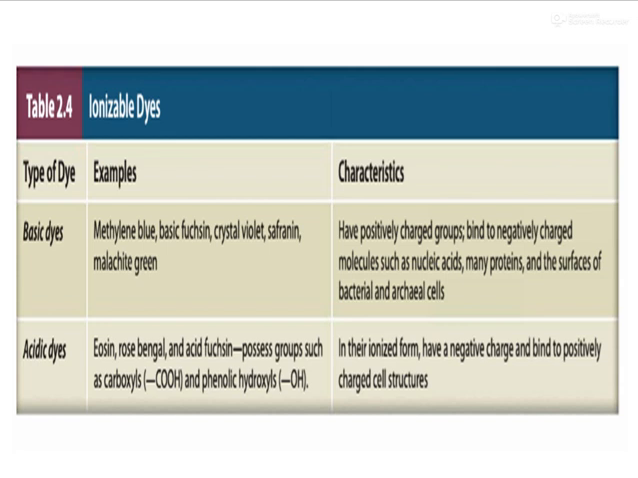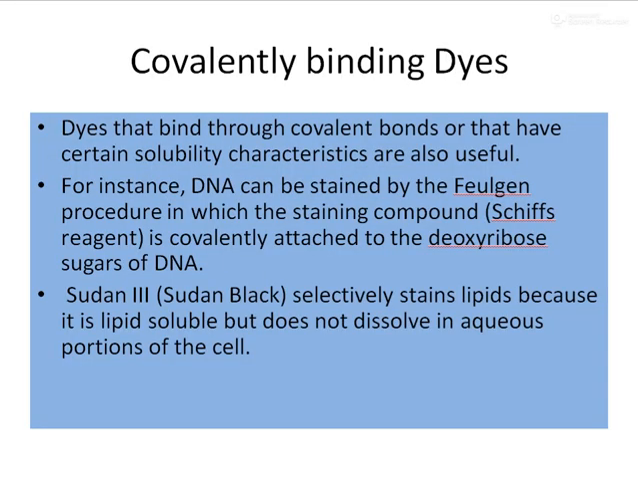But I would also like to add on to it, we also do have certain covalently binding dyes. These are mainly dyes which form covalent bonds or which have certain solubility characteristics. Now, for example, we have Feulgen stain, where you can have a Feulgen staining procedure where the DNA is being stained.